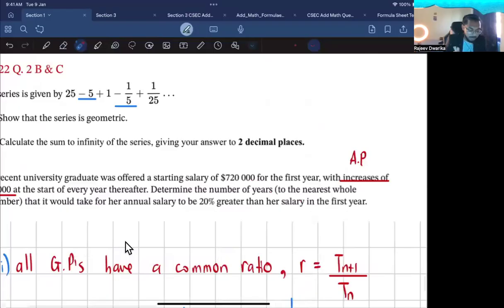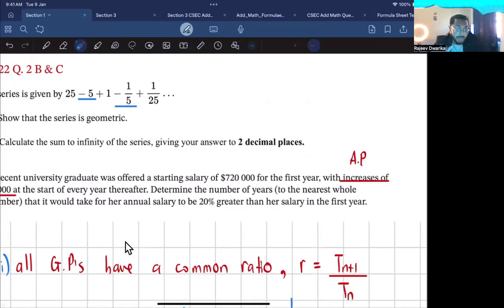So Aliyah, they want us to figure out how long it would take for her annual salary to be 20% greater than her salary in the first year. So in the first year, her salary is 720,000, right? And so what you could do is find 20% of 720,000 and then add it to 720,000. That makes sense. Another way to do it is 20% greater than her starting salary.